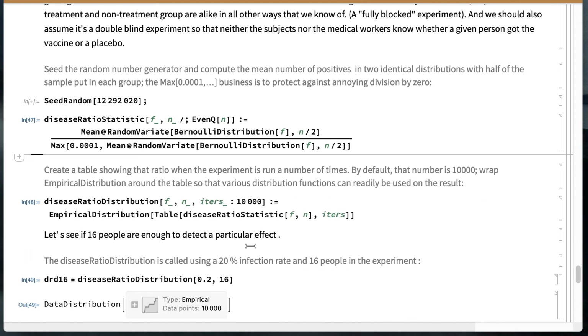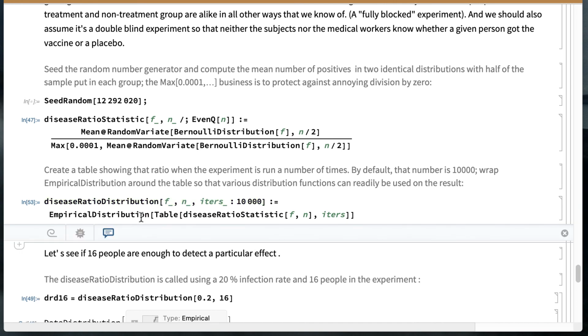All right, so let's actually now create a function that runs this experiment iters number of times, where iters is an optional argument, and by default it's set to 10,000 times. That's going to get us 10,000 of these fractions. We can then turn that into an empirical distribution, and then look at some various functions of that distribution. So there's our function, disease ratio distribution.